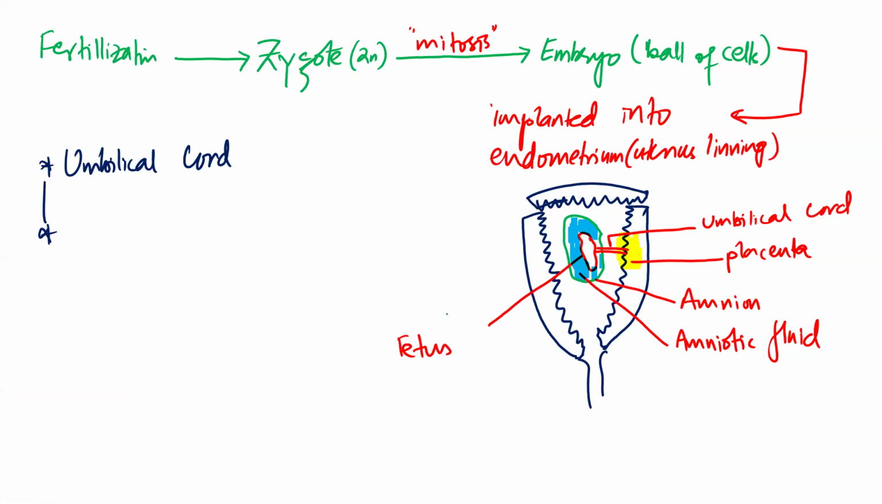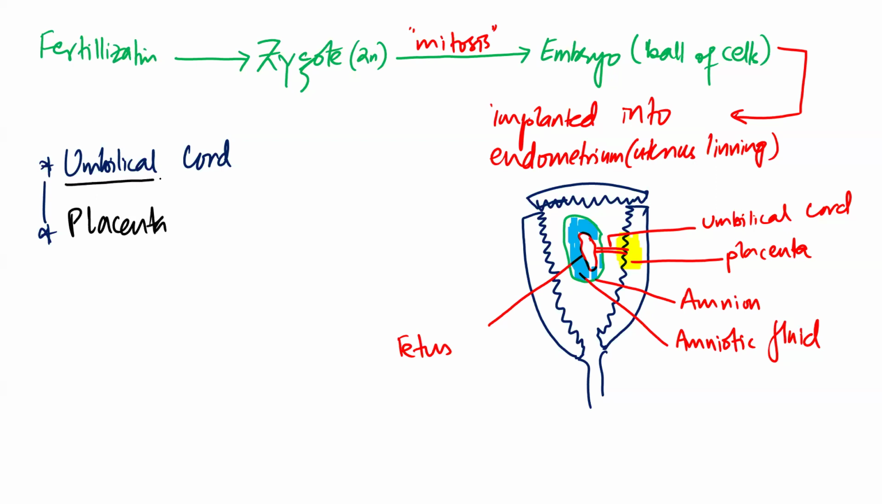Like if I ask you what does the umbilical cord do? The umbilical cord connects the fetus with the mother. Sir, gas exchange happens through it, right? No, the umbilical cord simply connects the mother with the fetus. Okay? And then is placenta.